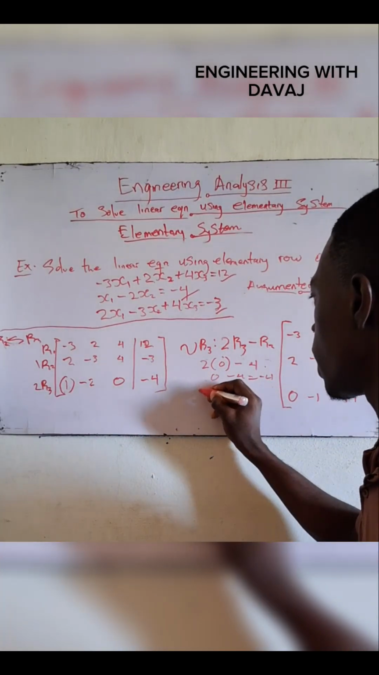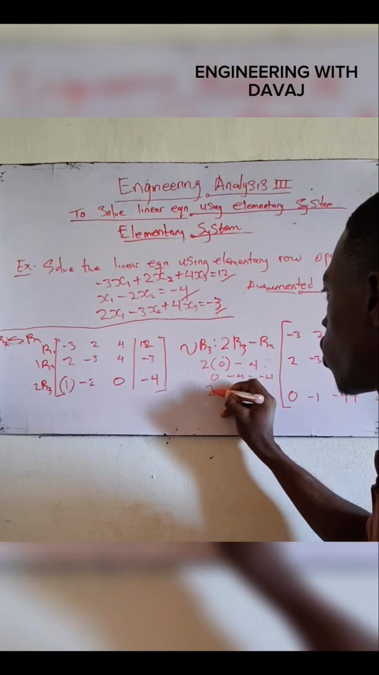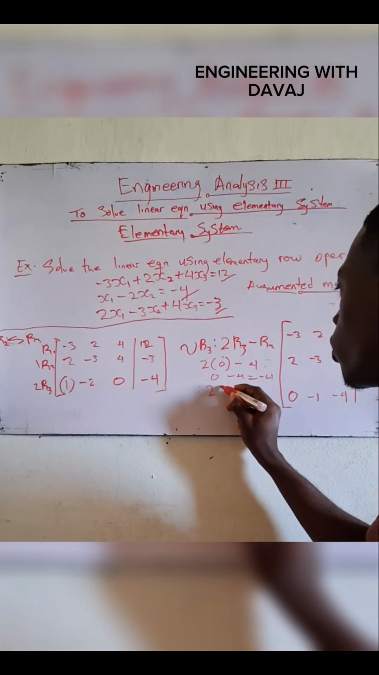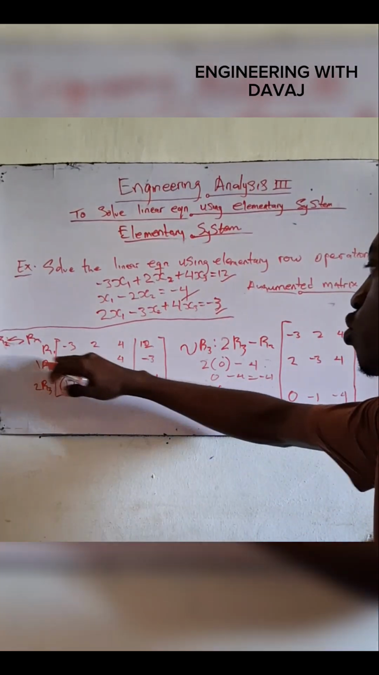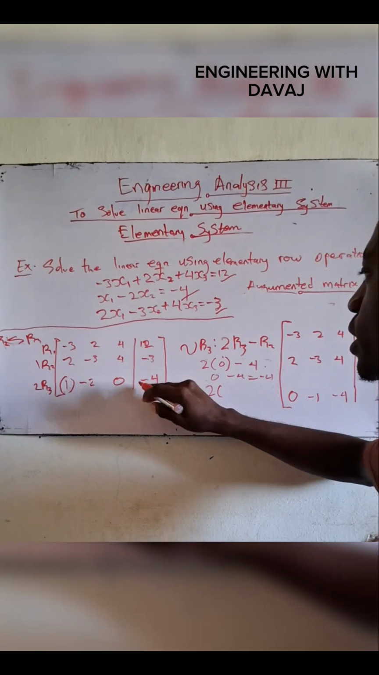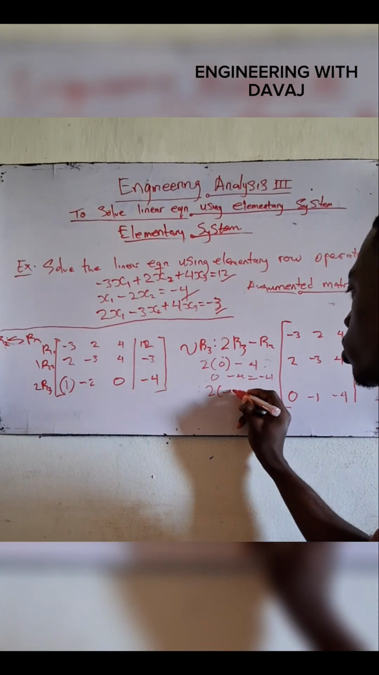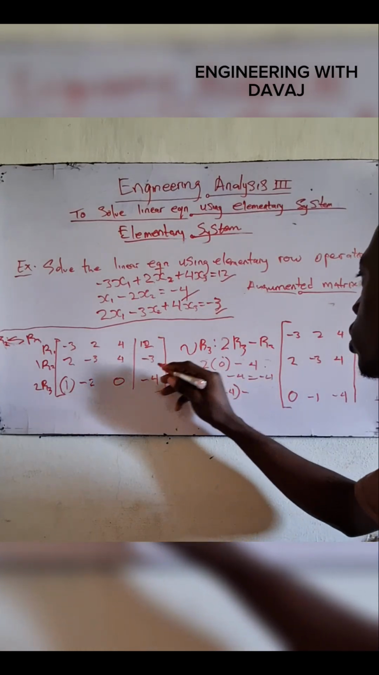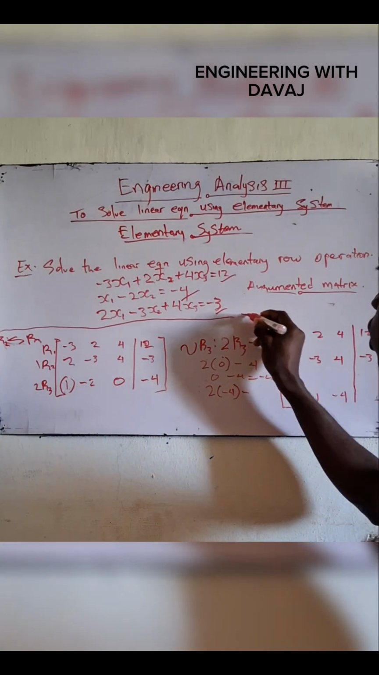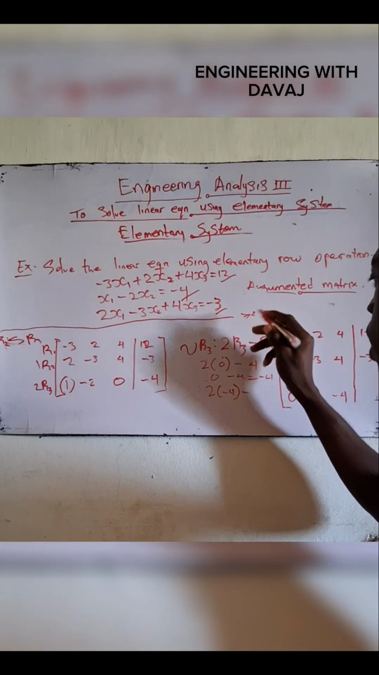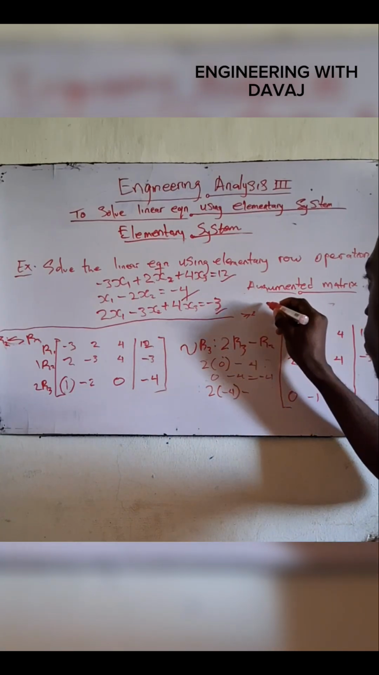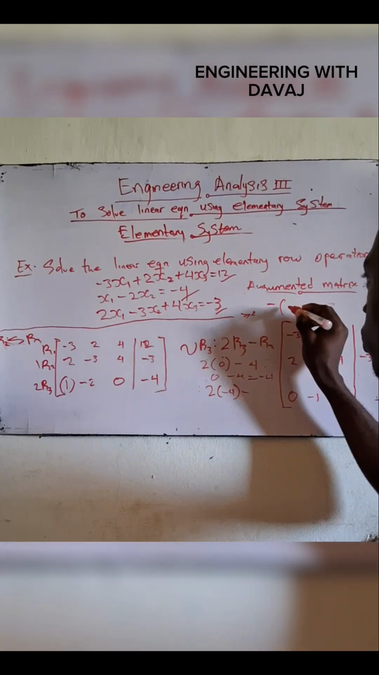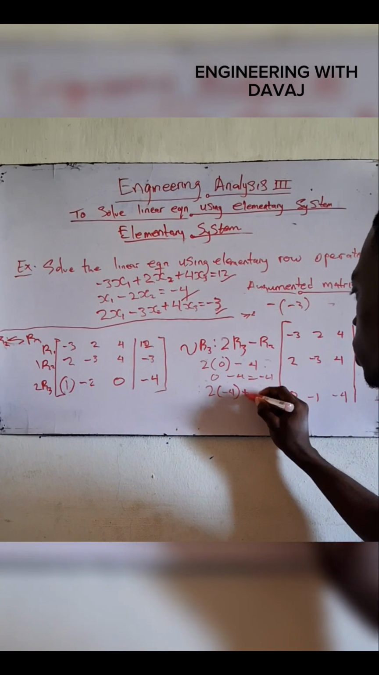So let's go. I said 2 of row 3. What's my row 3? My row 3 is minus 4. This is row 3, and this is row 2. So my row 3 on this side is minus 4, and I'm going to put minus 4 minus, what's my row 2? Minus 3. There's a negative sign there, so minus bracket minus 3, so that's going to be plus 3.